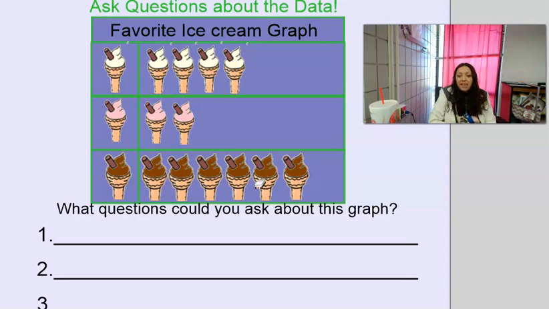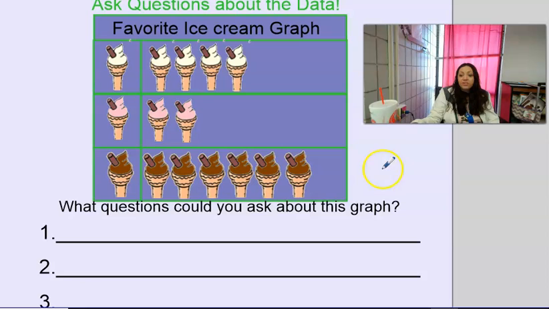All right, so now we have a different graph. It says favorite ice cream flavors, and we see a white ice cream flavor. Well, what do you think it's going to be? It's probably vanilla, right? When we see white ice cream, we think of vanilla. And you see that 1, 2, 3, 4 people liked vanilla ice cream. And then the pink, what do you think the pink is? Strawberry, very good. So 1, 2 like strawberry. And then what do you think the brown is? Chocolate. So 1, 2, 3, 4, 5, 6 liked chocolate.